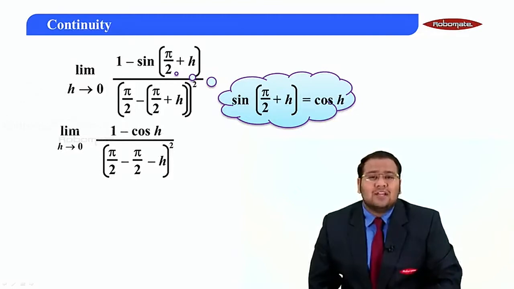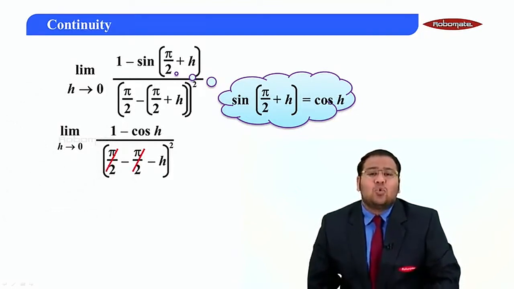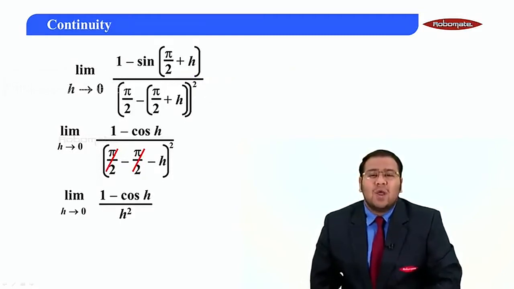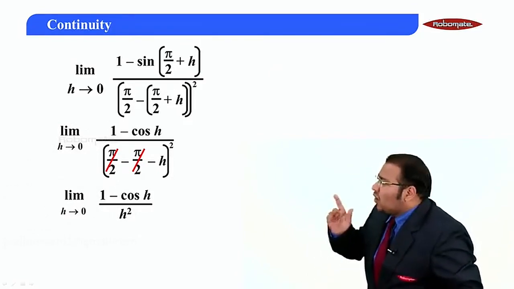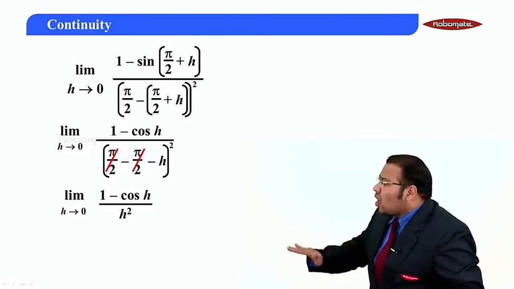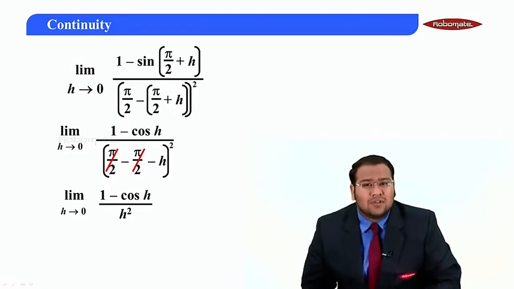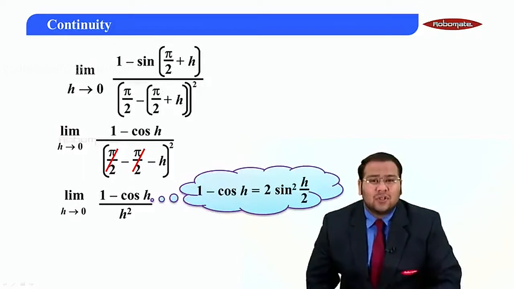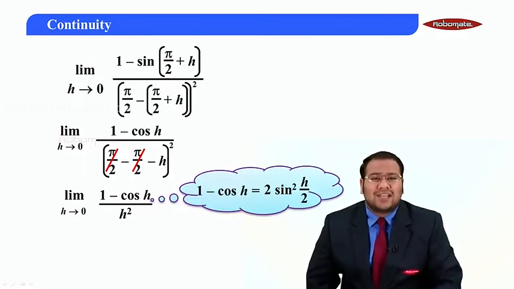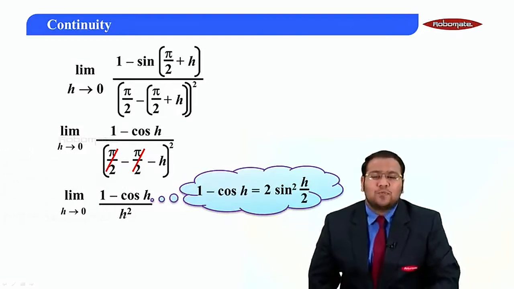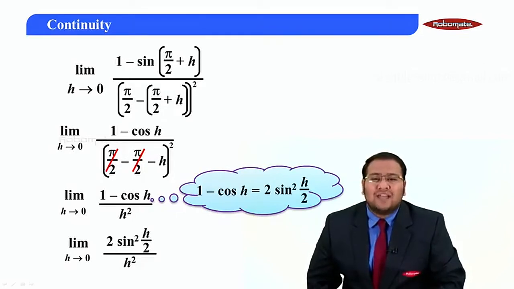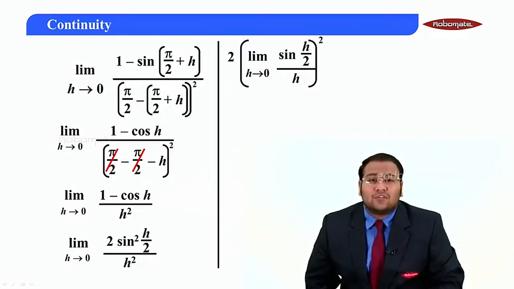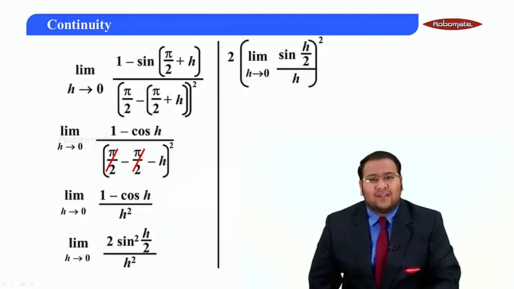That is 1 minus cos h upon pi by 2 is getting cancelled and what you have is minus h the whole square. So the equation would be 1 minus cos h upon h square. 1 minus cos h, and the denominator is in square terms, so we have to use half angle formulas. We know that 1 minus cos h is nothing but 2 sine square h by 2. So the equation would be limit h is tending towards 0, 2 sine square h by 2 upon h square. As soon as you see this equation, 2 is a constant, it is kept outside.